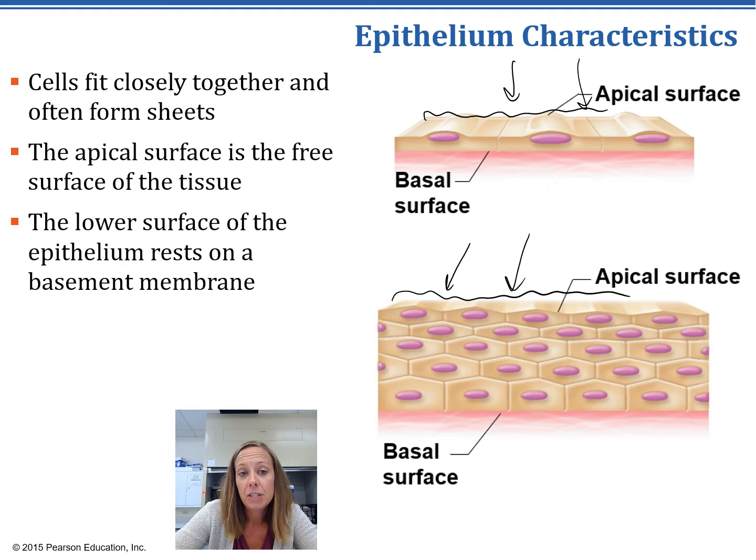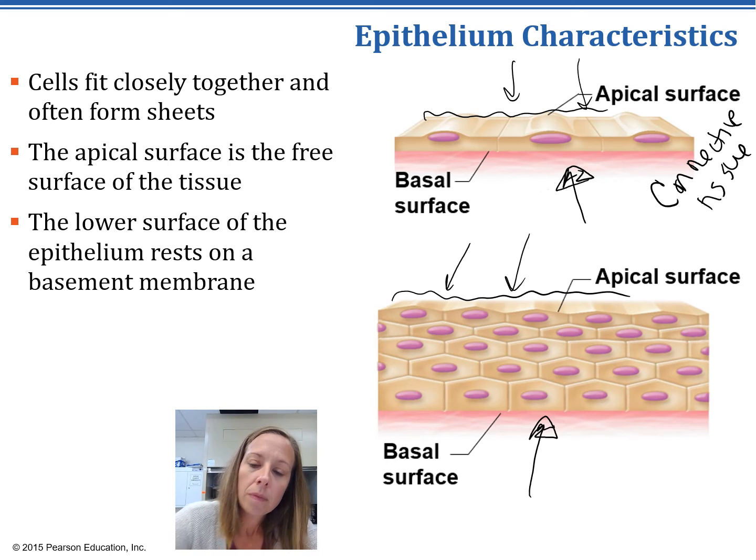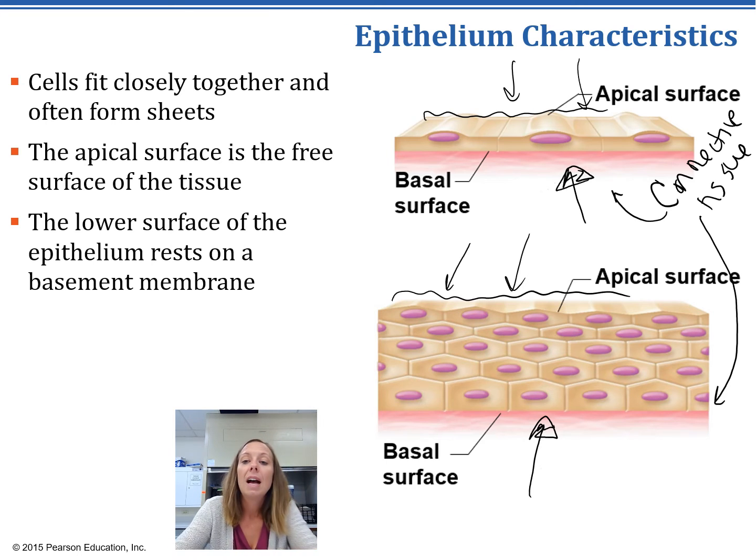The bottom of the tissue is going to rest on a basement membrane. It's called the basal surface of the tissue, and it makes up the basement membrane. That basement membrane is actually going to then connect to connective tissue. So there'll be connective tissue. This pink right here represents connective tissue underneath.